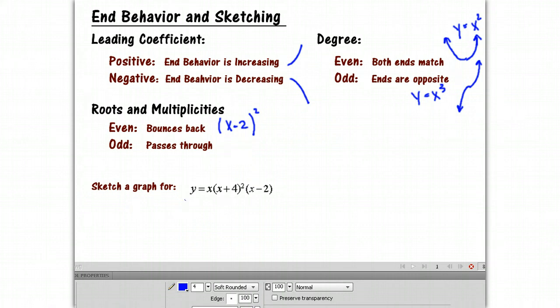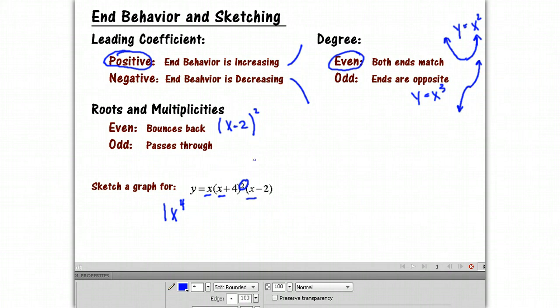So let's take a look at that, and we have an example here. Let's determine the leading coefficient. We have an x, and then we have an x squared because it has multiplicity 2, so there's two x's there and another x here. So the leading coefficient is going to be the product of all of the leading terms in all these factors, and so that's going to be positive 1 x to the fourth. Okay, so my leading coefficient is positive. My degree is fourth, so my degree is even.